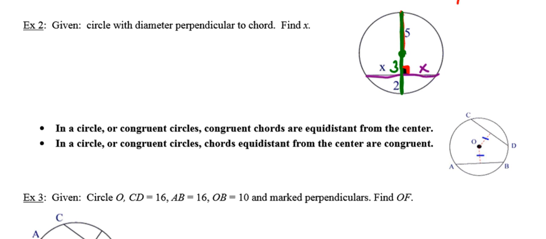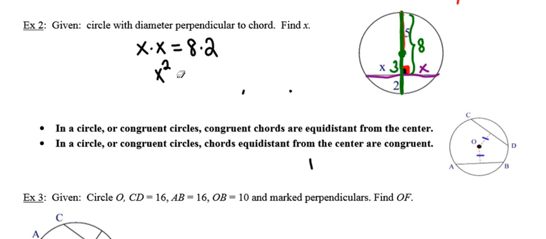So now that I've got my diagram labeled, I can utilize the same idea I used in the first theorem on that page, in that the two pieces of the green chord, which are 8 and 2, their product must be equal to the two pieces of the purple chord, x and x. So x times x, the product of the two pieces of the purple chord, is equal to 8 times 2, the product of the two pieces of the green chord.